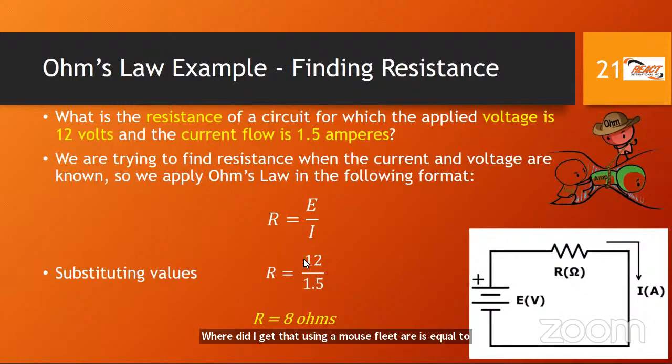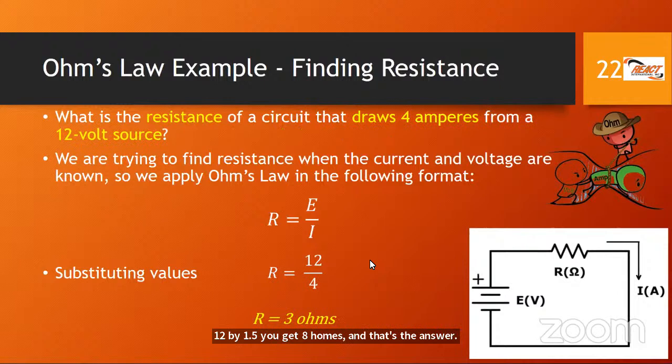So we plug those into the formula. We're looking for E. What is E? E is the voltage, 12 volts. We plug that in. What is the current? The current is 1.5 amps. We stick that in there. So we have R is equal to 12 divided by 1.5. As we substitute those values, we plug it into the calculator. When you divide 12 by 1.5, you get 8 ohms, and that's the answer. And these are actual exam questions, by the way. Let's do a couple more quickly.